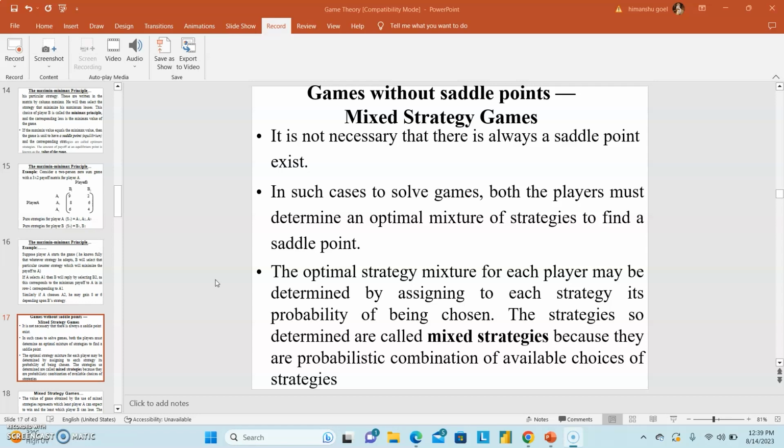In such cases, to solve games, both players must determine an optimal mixture of strategies to find a saddle point. Therefore, in order to find the saddle point, the players have to adopt an optimal mix of strategies. The optimal strategy mixture for each player may be determined by assigning to each strategy its probability of being chosen. The strategies so determined are called mixed strategies because they are probabilistic combinations of available choices of strategies.